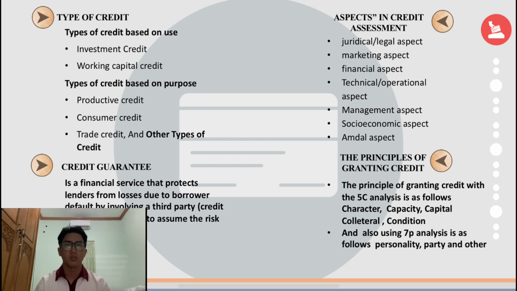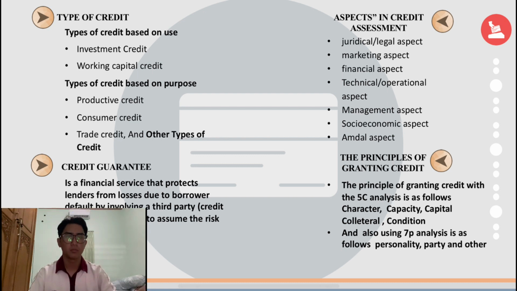Now I will explain about the principles of granting credit. There are several credit assessment principles that are often carried out, namely the 5C analysis and 7B analysis. The principle of granting credit with the 5C analysis is as follows. First is character, second capacity, third capital, fourth collateral, fifth condition. And the principle of granting credit with the 7B analysis is as follows. First is personality, second party, third is purpose, fourth is prospect, fifth is payment, sixth profitability, seventh protection.